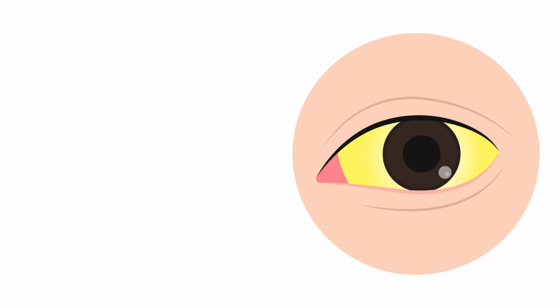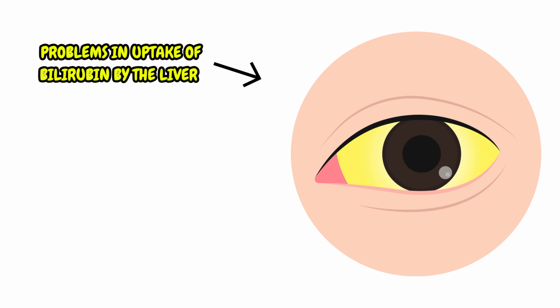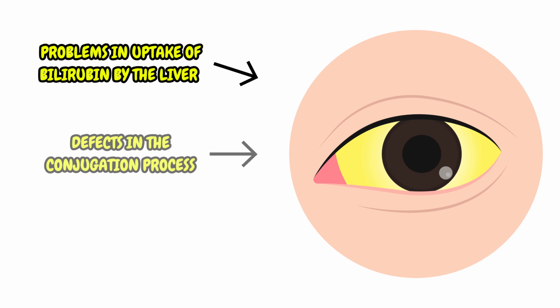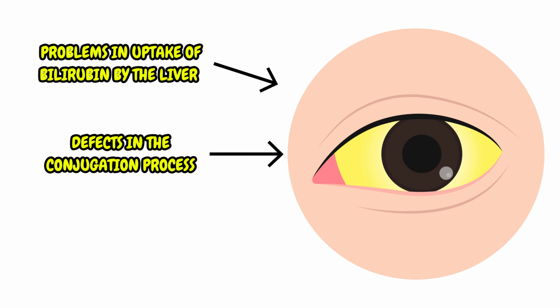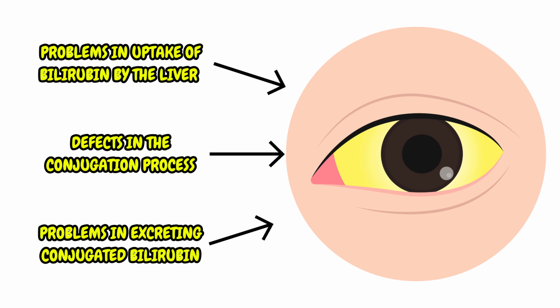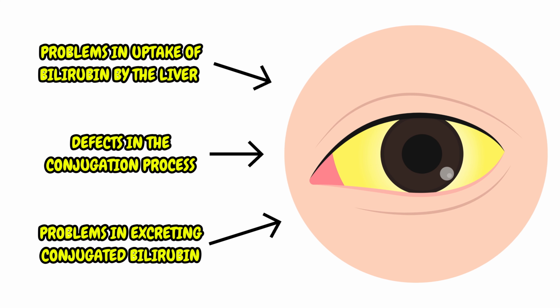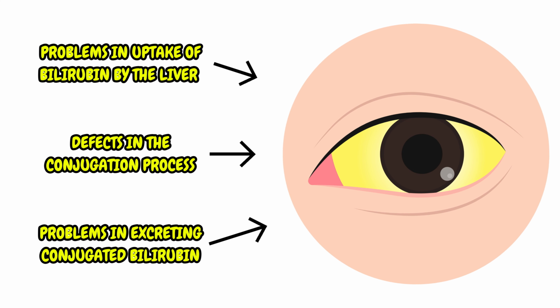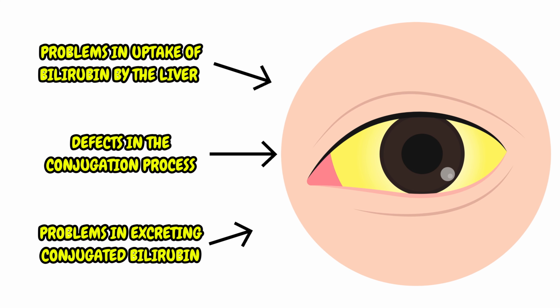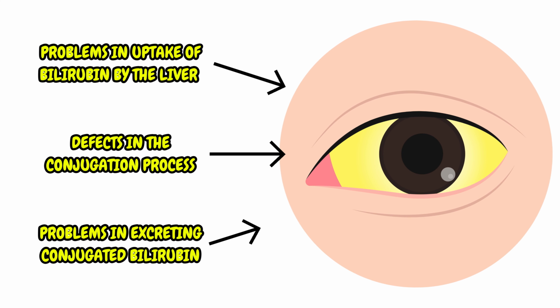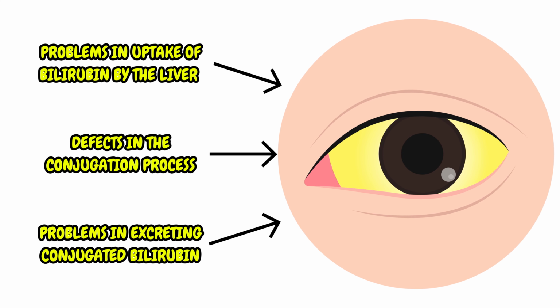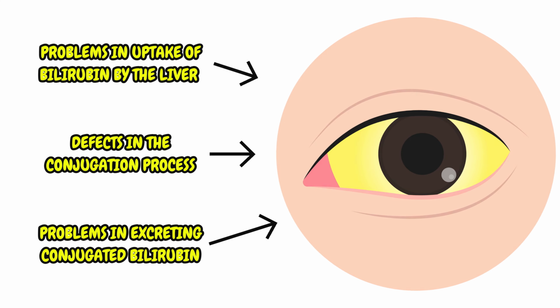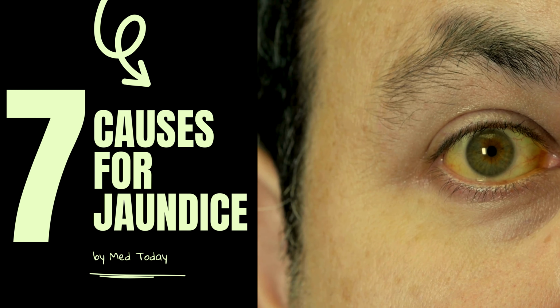Jaundice can occur when there is a problem in the uptake of bilirubin by the liver, or when there is a defect in the conjugation process, or when there is a problem excreting the conjugated bilirubin from the liver. In such instances, bilirubin, either conjugated or unconjugated, tends to deposit in the skin and mucous membranes, causing jaundice. So in this video, you are going to know 7 such causes of jaundice.